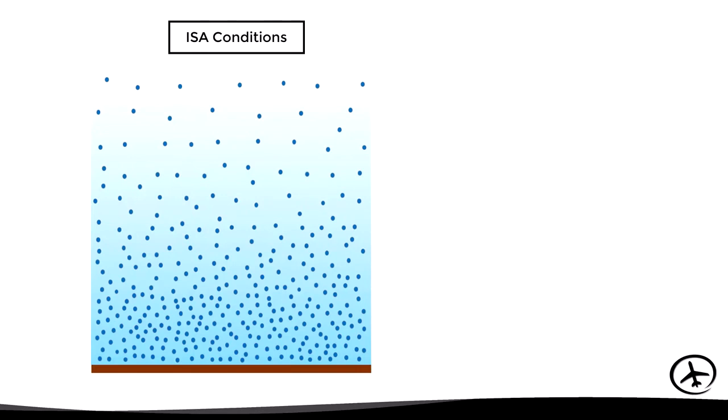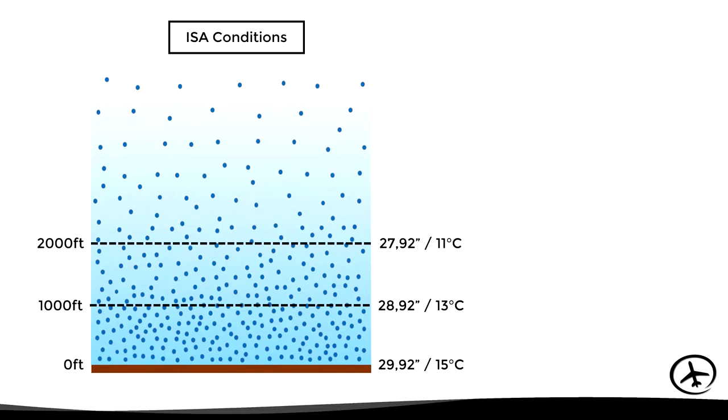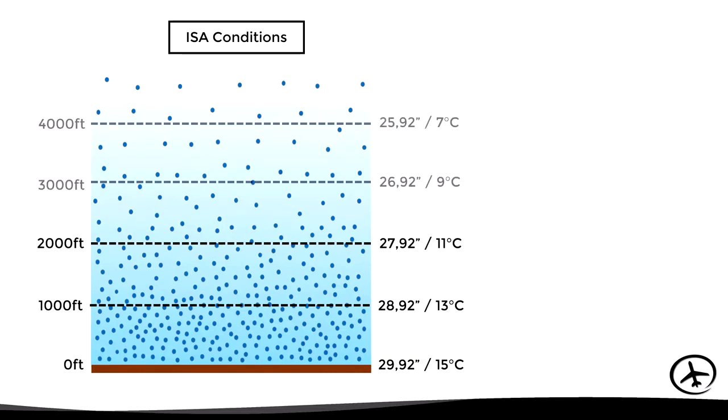This means that at sea level we have a pressure of 29.92 inches of mercury and a temperature of 15 degrees Celsius. And as we saw in the video about the ISA atmosphere, pressure decreases at a rate of 1 inch per 1,000 feet, while temperature decreases at a rate of 2 degrees Celsius per 1,000 feet. Therefore, at 1,000 feet we would have a pressure of 28.92 and a temperature of 13 degrees. At 2,000 we would have 27.92 and 11 degrees, and so on.